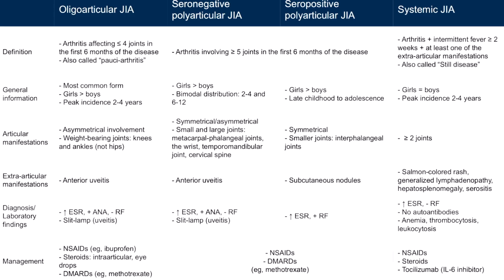Lab tests will show an increased ESR and negative rheumatoid factor. Typically, these patients are negative for autoantibodies. Systemic JIA is managed with NSAIDs, steroids, and IL-1 and IL-6 inhibitors such as tocilizumab.